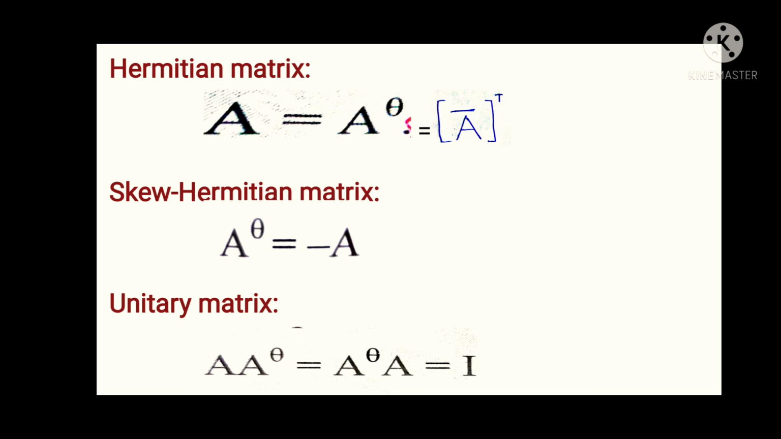Coming to the Hermitian matrix. The conjugate matrix whole transpose is known as the Hermitian matrix. If the conjugate matrix whole transpose is equal to minus of the given matrix, then it is said to be a skew Hermitian matrix. And the unitary matrix is A into A Hermitian equal to A Hermitian into A equal to the identity matrix. Then the matrix is said to be a unitary matrix.